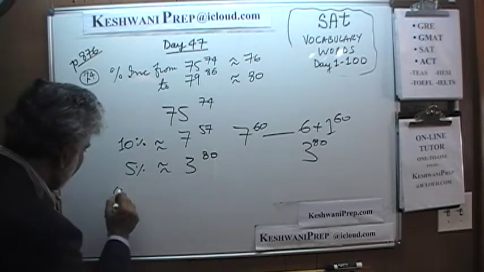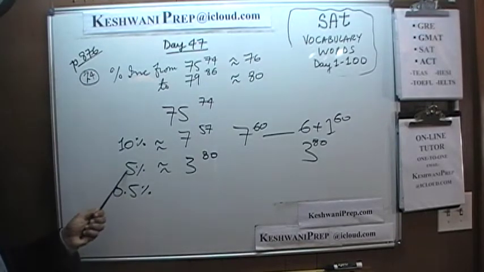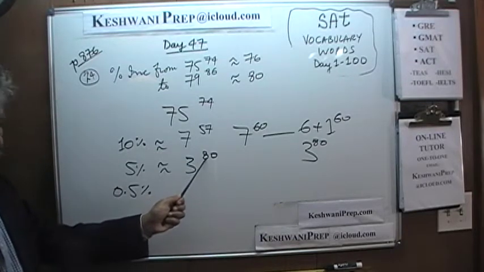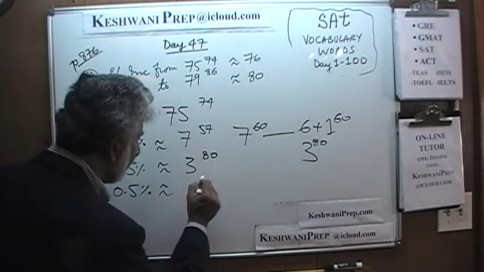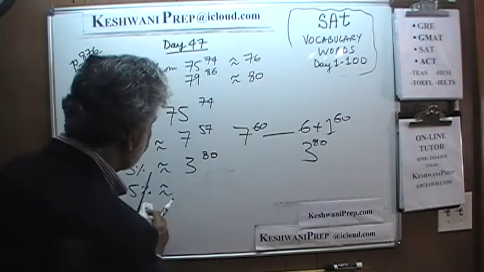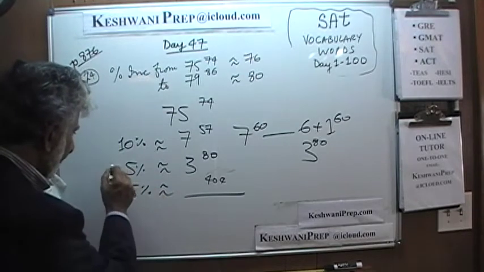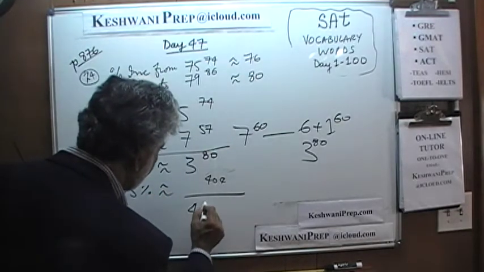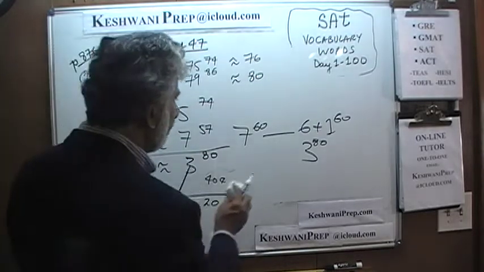Now let's do 0.5%. 0.5% is going to be 1/10 of 5%. 1/10 of this amount is 38 cents. As you can see, that's $3.80, and 1/10 of $3.80 is 38 cents. I'm just going to pretend it is 40 cents. Let's add them up: 5% and 0.5%. So we're going to get $4.20.